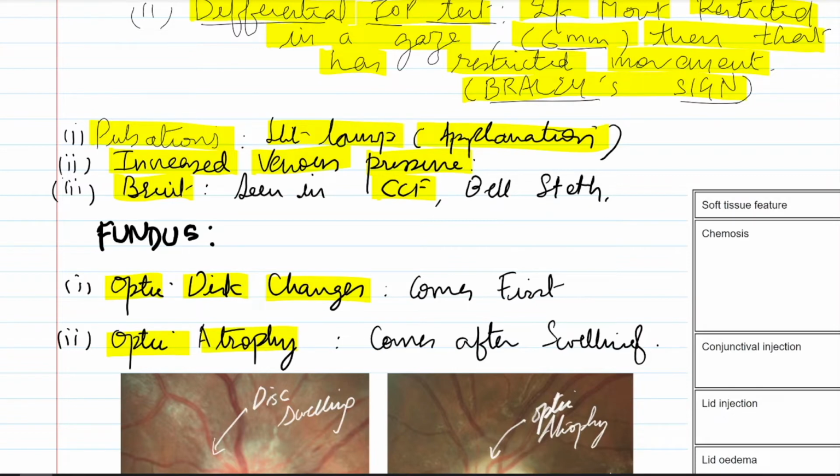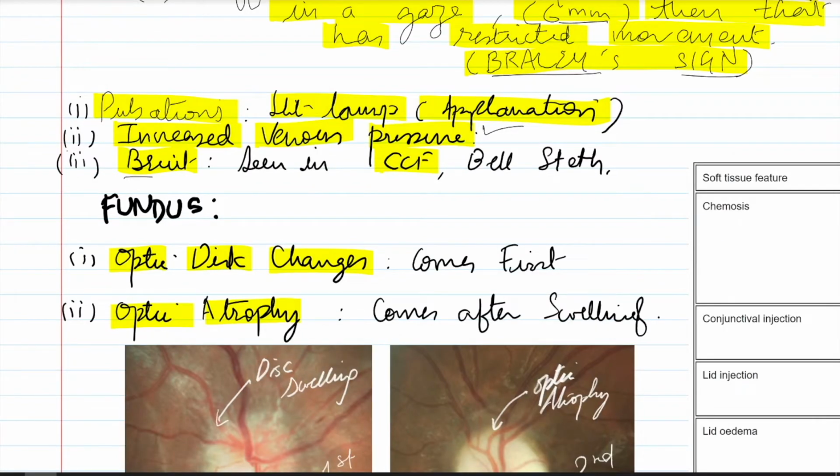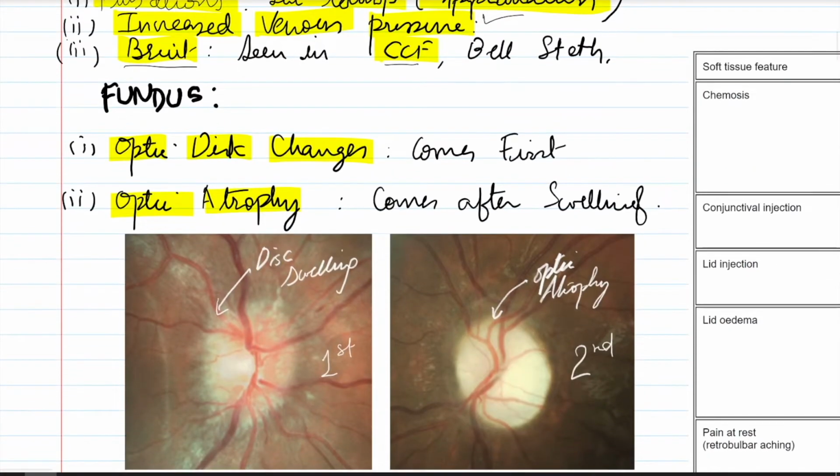Then we have an increased venous pressure, which would again be characterized as a conjunctival chemosis or a conjunctival injection. That is how an increased venous pressure manifests itself. Then you would also have a bruit that is sometimes associated with the proptosis. This can be seen in conditions such as CCF, and this is examined with the help of the bell of the stethoscope. So keep these things in mind.